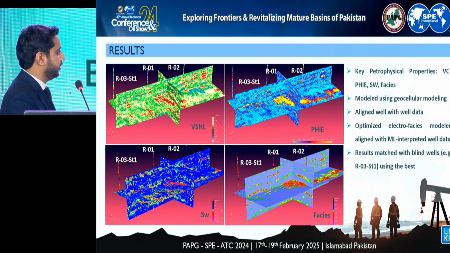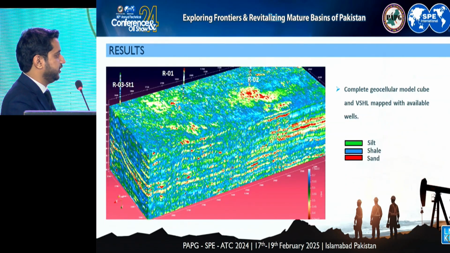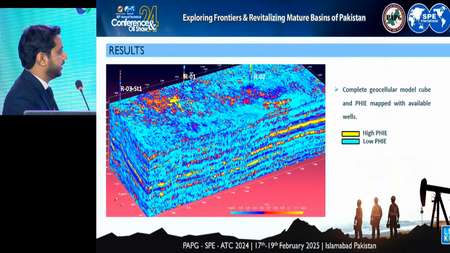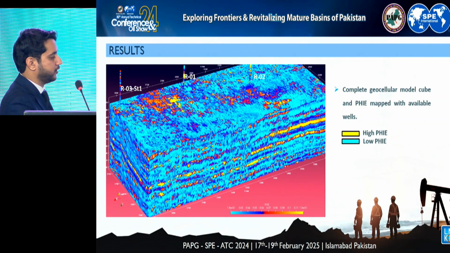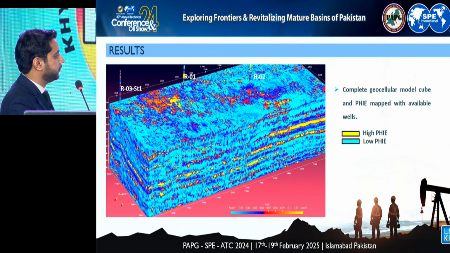Again, these are the properties in a 3D view. The sandier portions show high effective porosity, high SW, and high facies content as compared to the other facies. This is the entire 3D model, the 3D grid populated with the silt, shale, and sand facies. This is the volume of shale. Then this is the effective porosity, the 3D effective porosity cube that we populated.